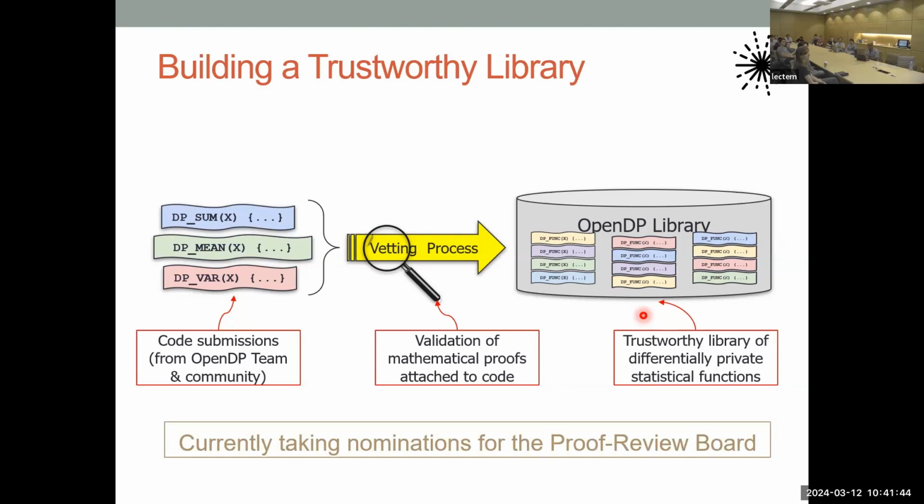Right, so that's the vision, and we're currently building. We've been doing this vetting process internally as we try to get the foundation of the library built. But now we are taking nominations for the proof review board that's being chaired by Marco Gaboardi and Michael Hay, and kind of formalizing this process for the long term.